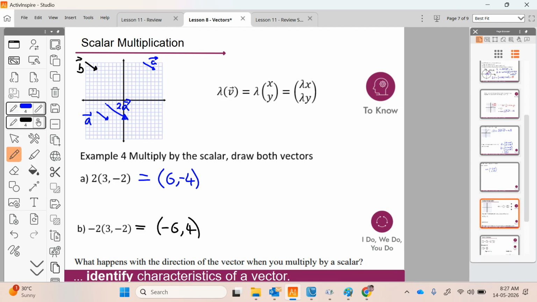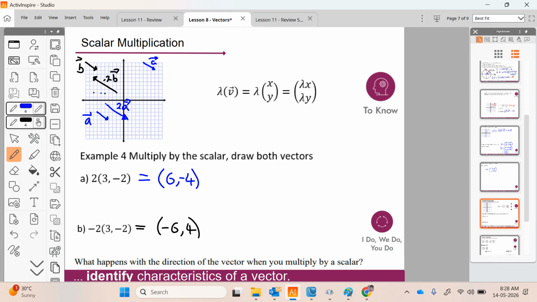So if we sketch that one now, I'm going to start here. We go 1, 2, 3. 1, 2, 3. 1, 2, 3, 4. What do we notice about -2b? It's moving in the opposite direction, but notice how they're still parallel.